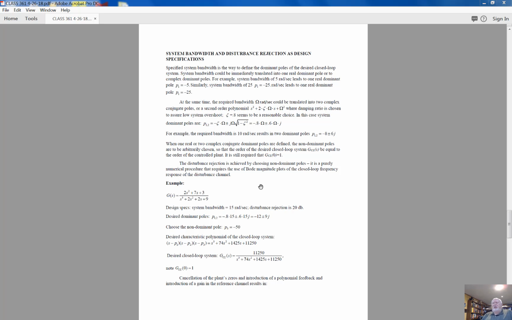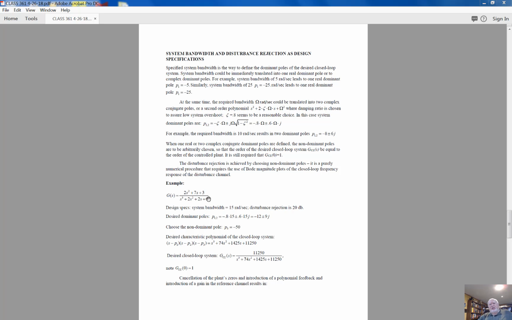When it comes to disturbance business, we use disturbance rejection. And disturbance rejection is not something that you can address analytically. You can assess disturbance rejection by running the Bode plot, running the system frequency response for the disturbance input. So it's not analytical, it's basically a purely computer-based procedure. And now I want to do an example with you.